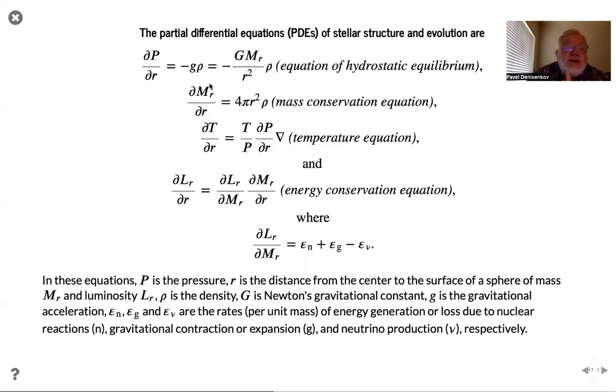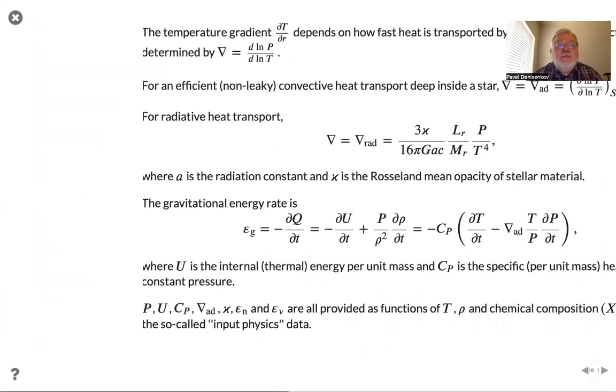So in these equations of stellar structure and evolution, capital P is pressure, r is the distance from the center to the surface of the sphere of mass m sub r and luminosity capital L sub r. Rho is the mass density. G here is Newton's gravitational constant. Small g, as I already explained, is the gravitational acceleration. These are the rates per unit mass of energy generation and loss due to nuclear reactions, etc. Okay, let's go to the next slide.